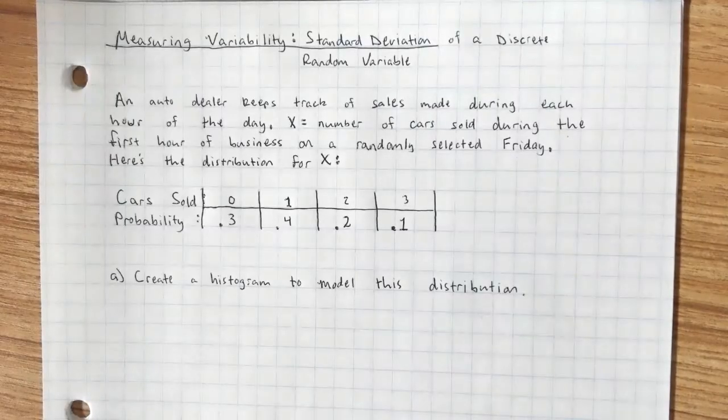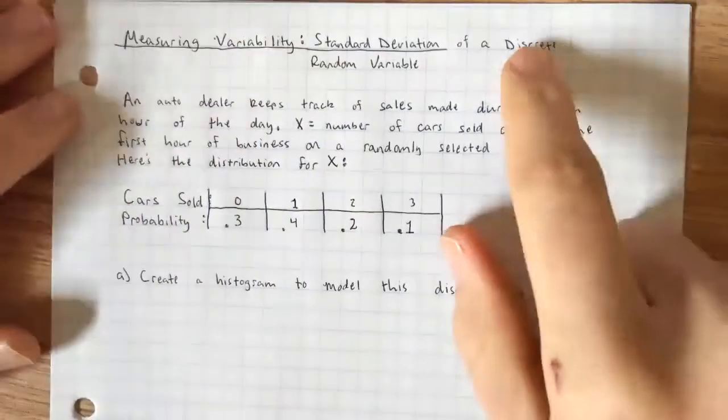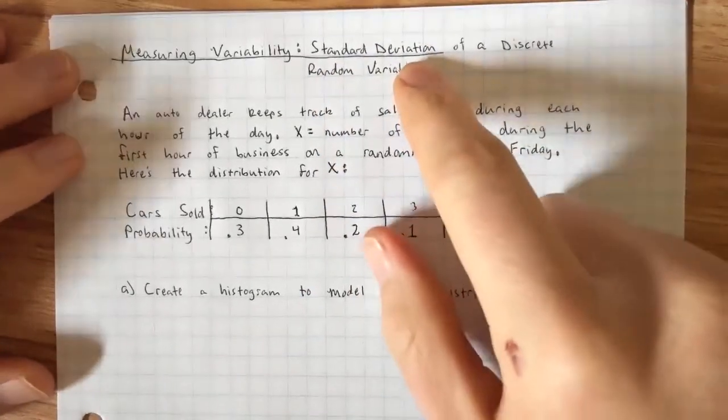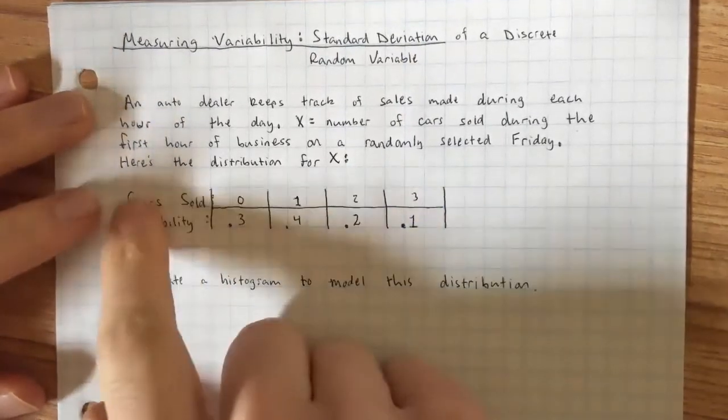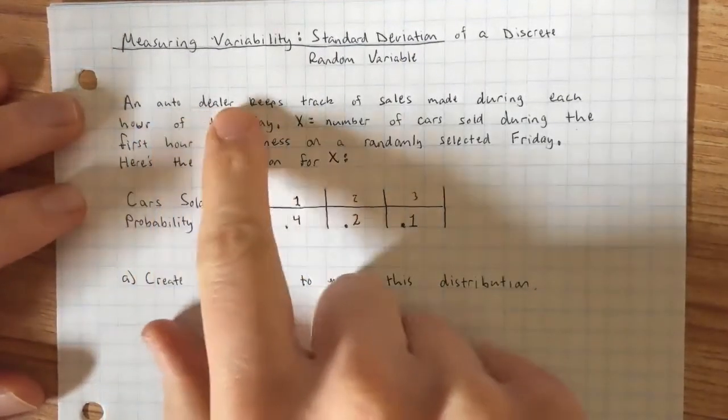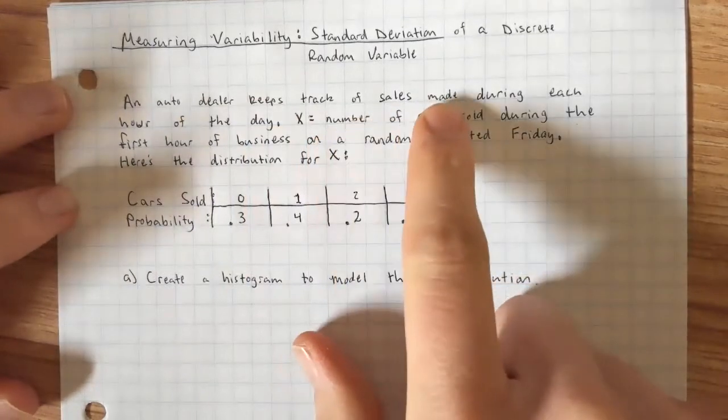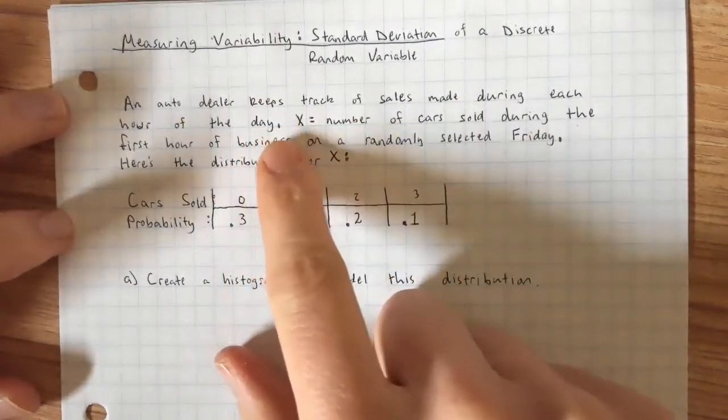Hey everyone, we are looking at discrete variables still, and today we're really going to look at the standard deviation. That'll be like the end goal for what we're doing today. So our situation here is we have a car dealership. They keep track of the sales made during each hour of the day.